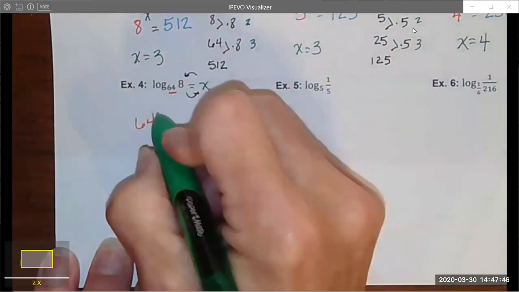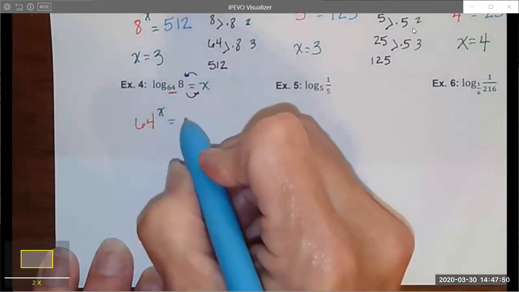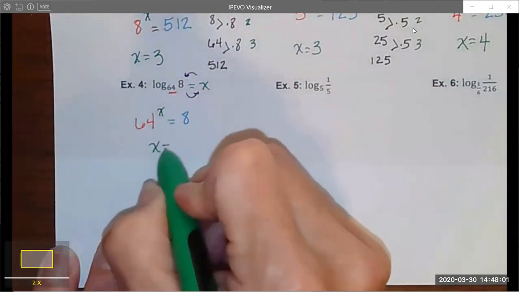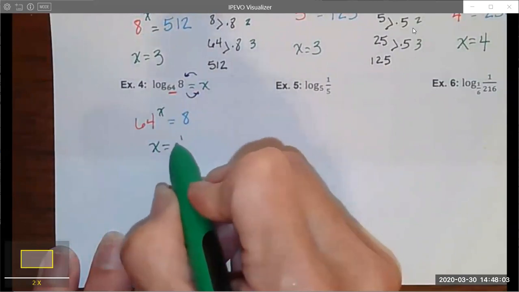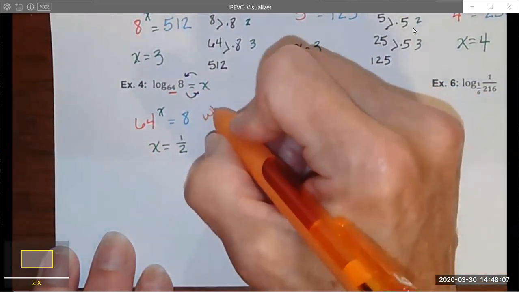Now my exponent becomes the x, and I'm looking for a value that I can raise 64 to that gives me 8. So you might be thinking, what the heck? Ms. Palmer is going to jump ahead and tell you that this value is going to be x to the 1/2. And if you're scratching your head, here's why.